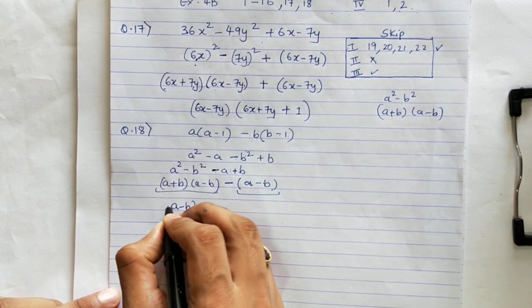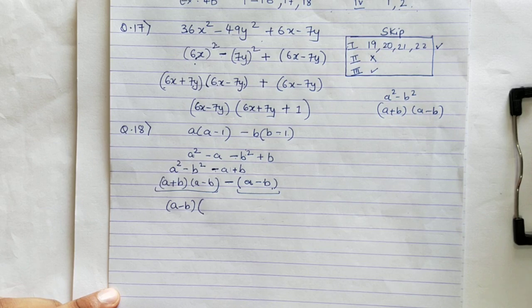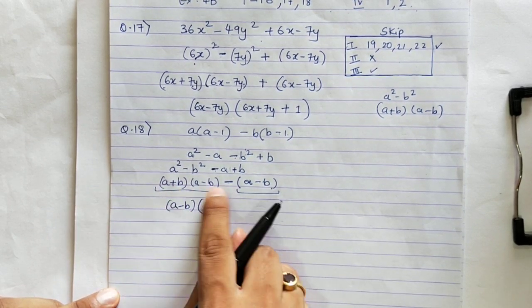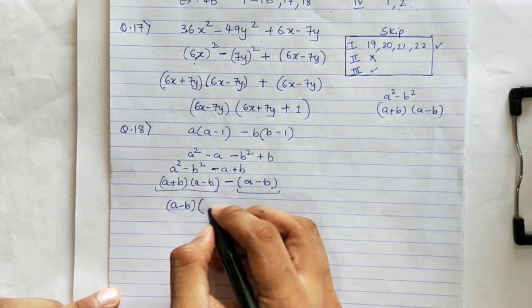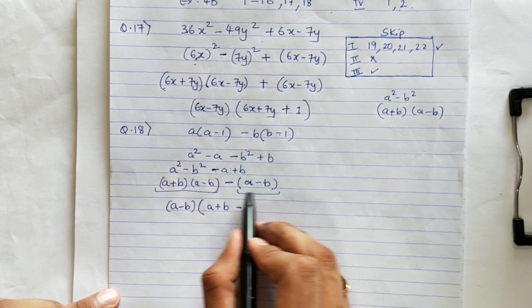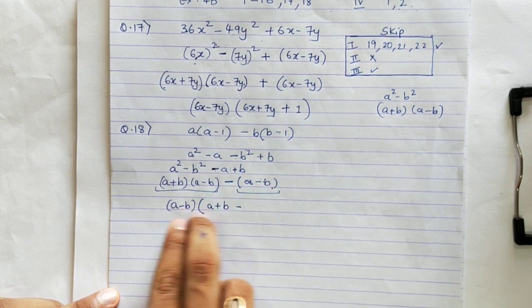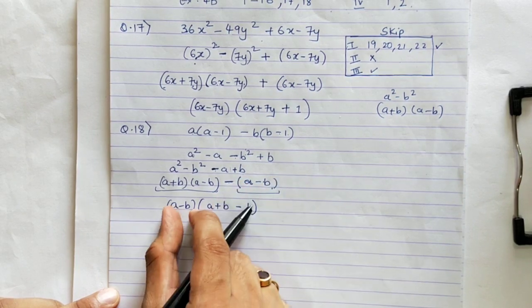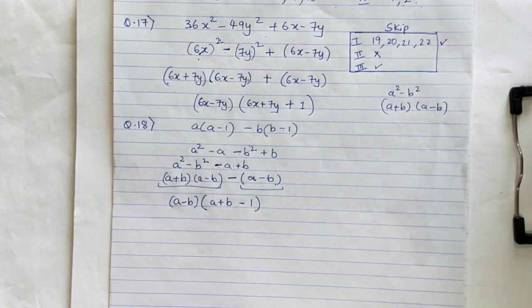So a minus b will come common. What will remain? This. In the first term, a minus b is gone, so a plus b will remain. The minus sign, and from this term, this a minus b is common. So what will remain? 1. Entire a minus b is taken common. Nothing remains, means you have to write 1. Copy the sum.